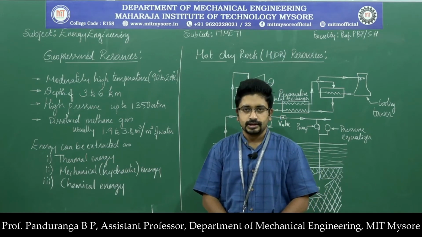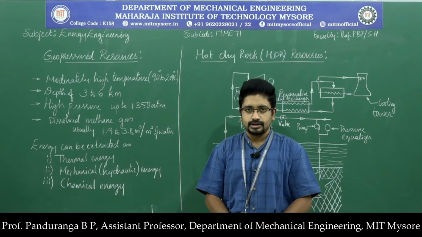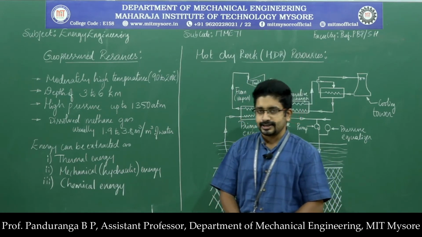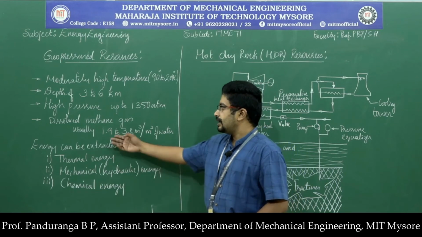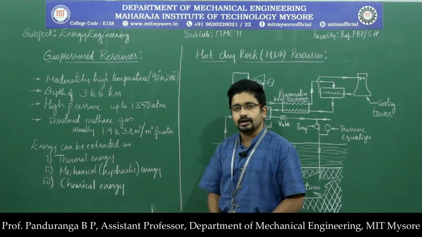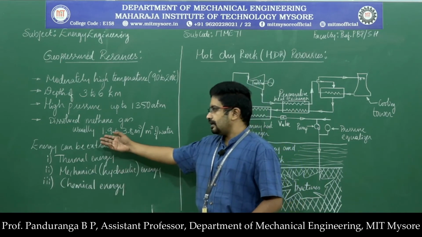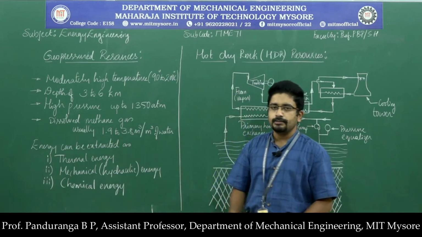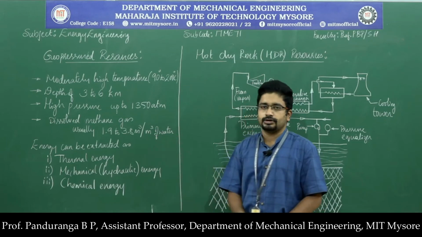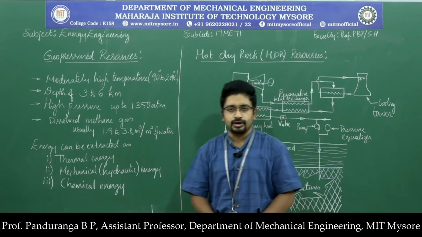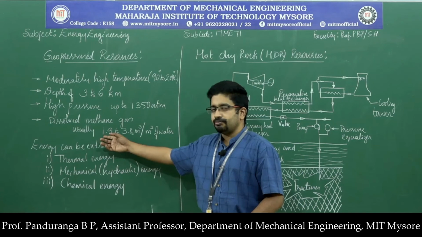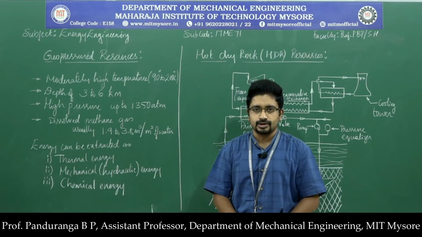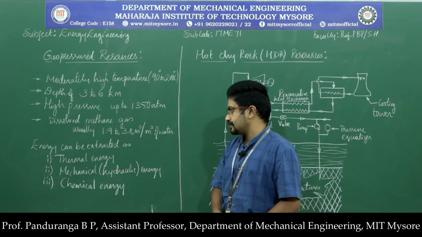With water, methane gas will be dissolved. So due to very high pressure, methane gas will be dissolved in this water. The methane gas which is dissolved here will usually be at a volume of 1.9 to 3.8 meter cube per meter cube of water. So if I take 1 meter cube of water, in that 1.9 to 3.8 meter cube of methane gas will be dissolved in this kind of resources.